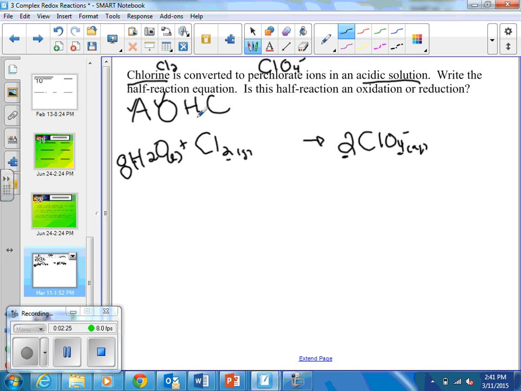Next step is H, balance the hydrogens by using hydrogen ions. So on this side, I have 8 times 2 is 16 hydrogen. On this side, I have none. So I have to add 16 H+, aqueous. It already told me it's in an acidic solution, so it makes sense that we have hydrogen ions.